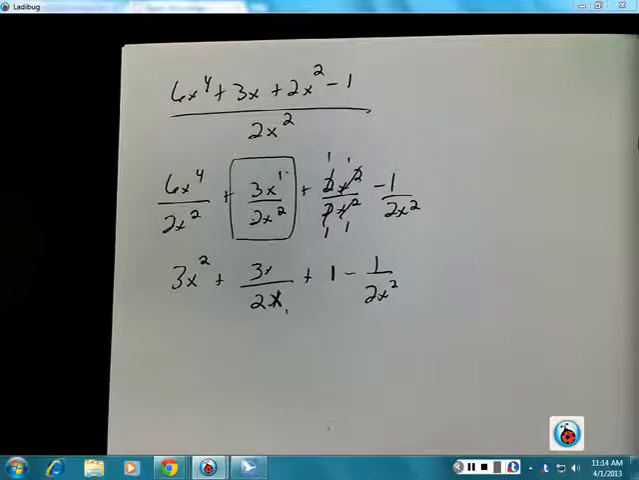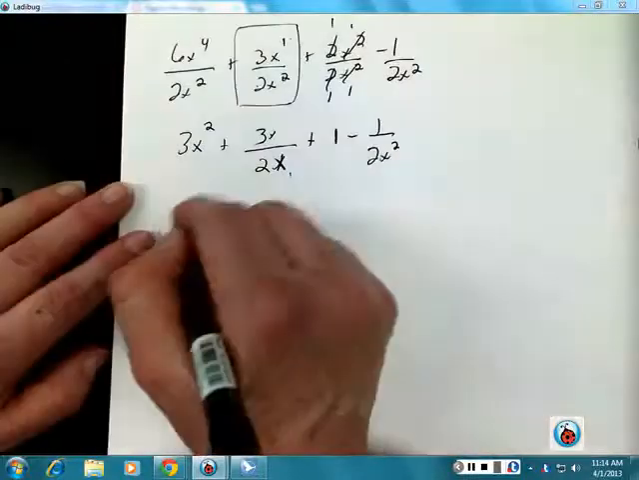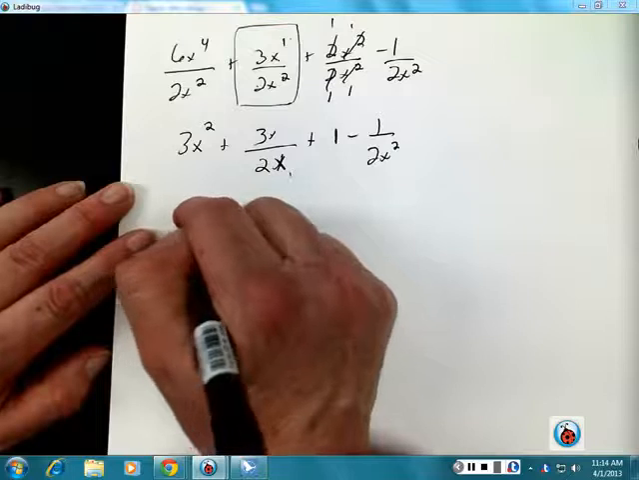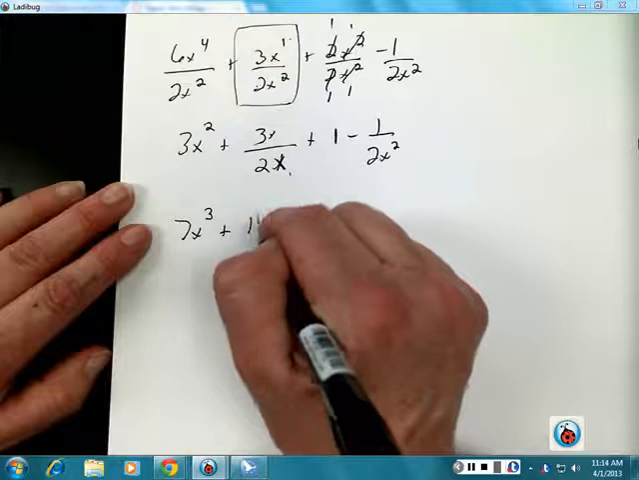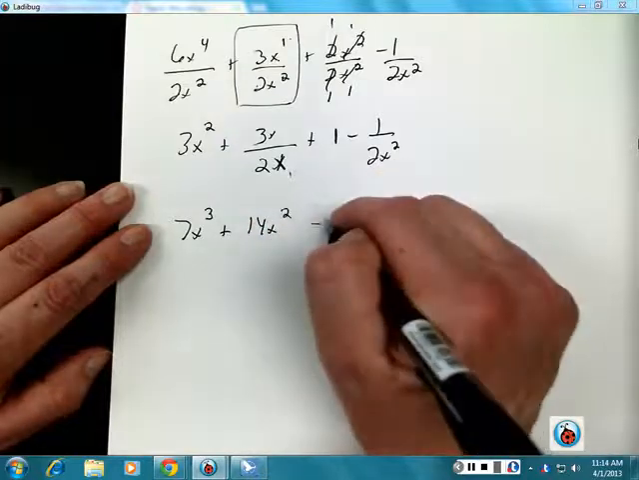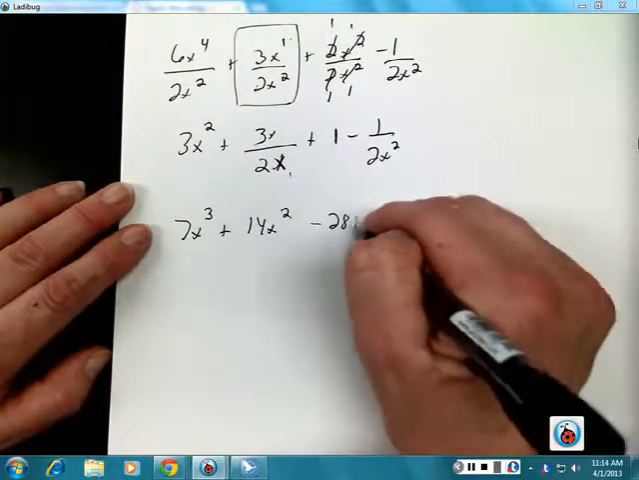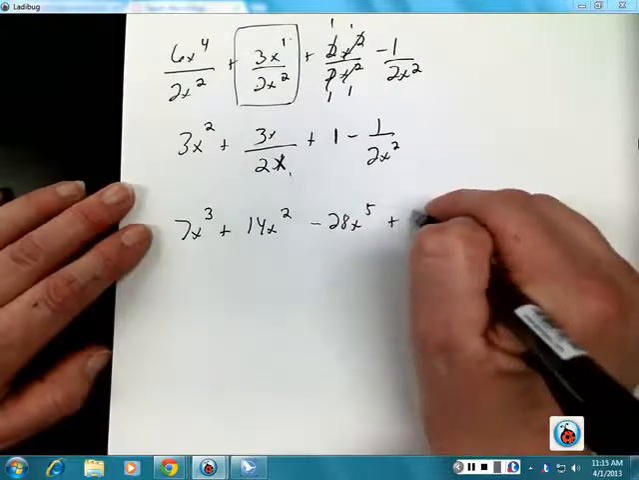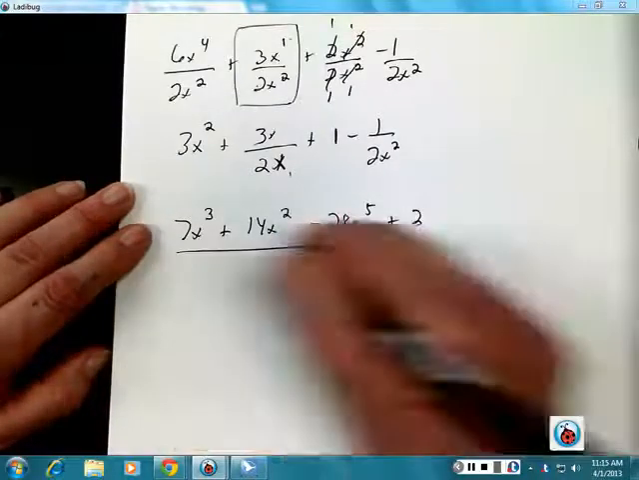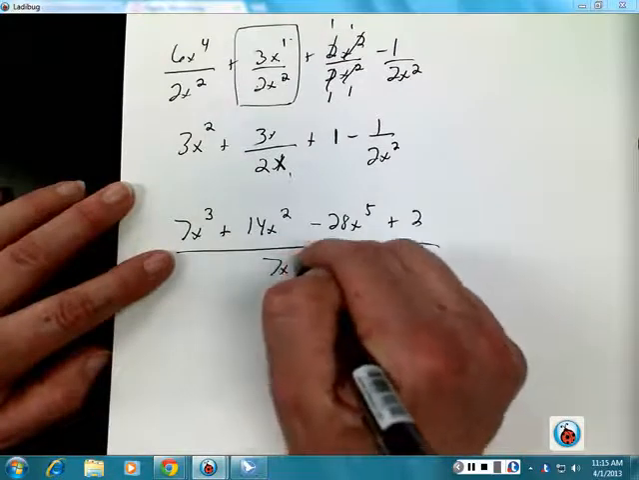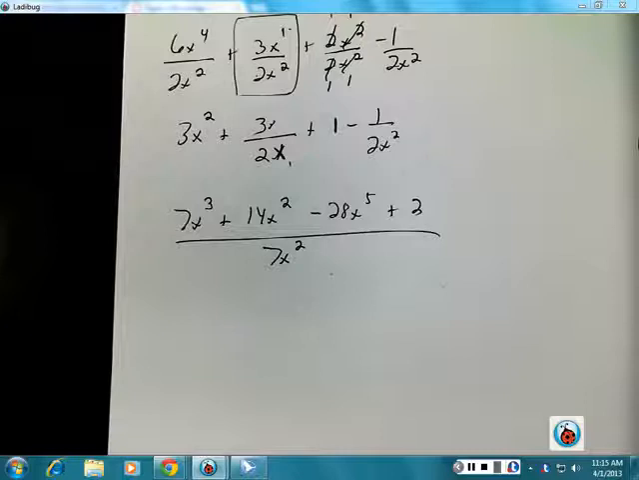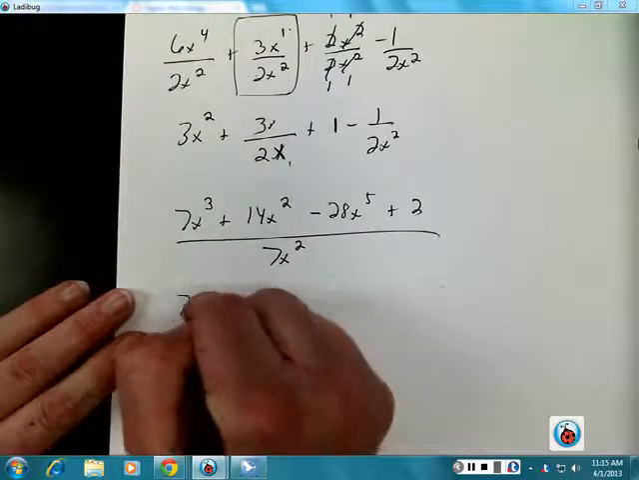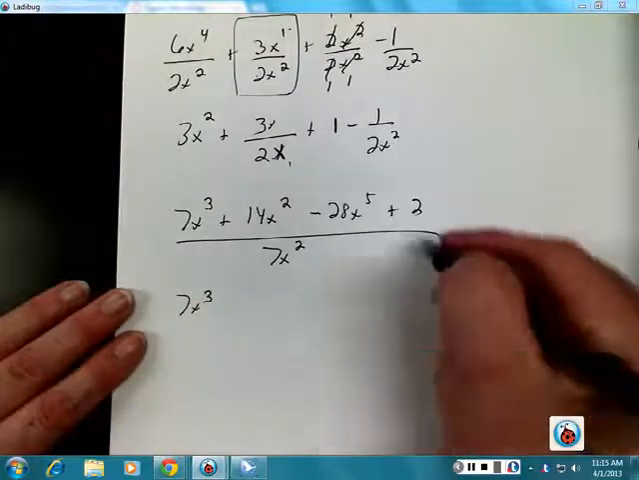All right, another one. How about if we have 7x to the third plus 14x squared minus 28x to the fifth plus 2, all over 7x squared. What happens to that thing? This is a 2.